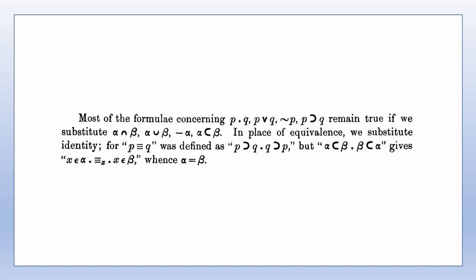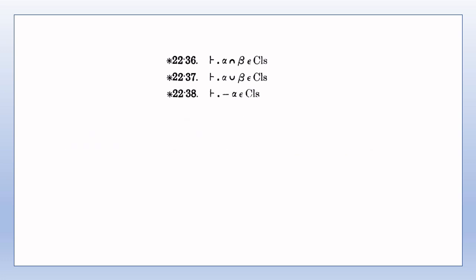So 22.36 and 22.37 show that the logical sum and logical product of classes gives a new class, and 22.38 shows that the negation of a class is again a class. Of course, for the logical sum and product of two classes to be significant, the classes must be of the same type, and this follows from, say, propositions 22.33 and 22.34.